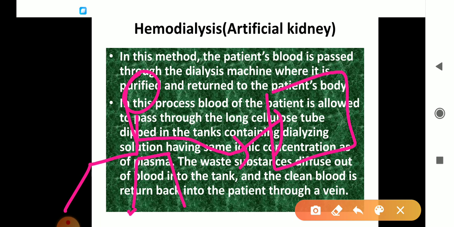So all the waste material is diffused into that dialyzing solution, and then the pure blood is returned and again sent back into the body of the patient. Getting? Okay, then next.